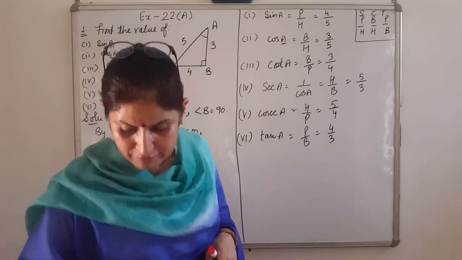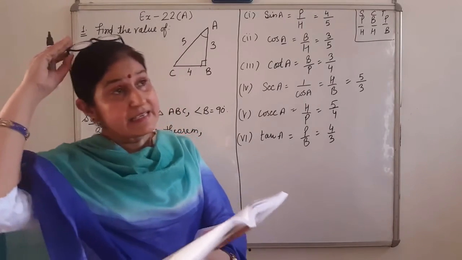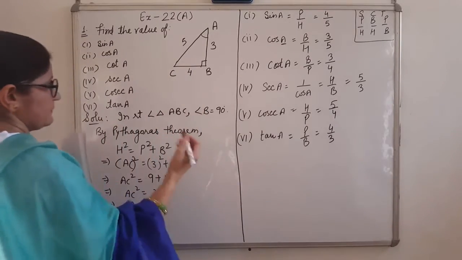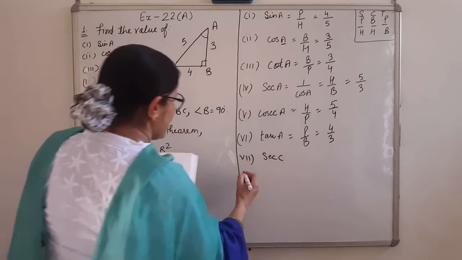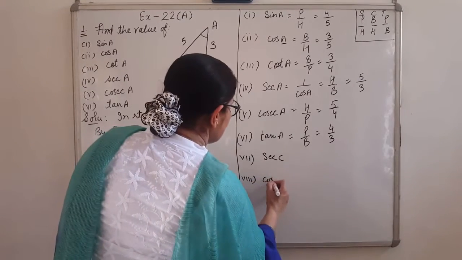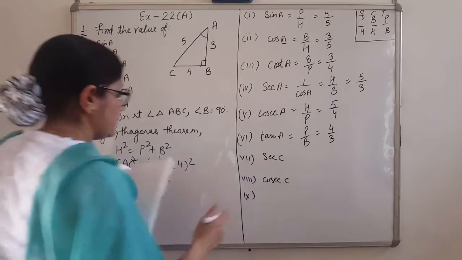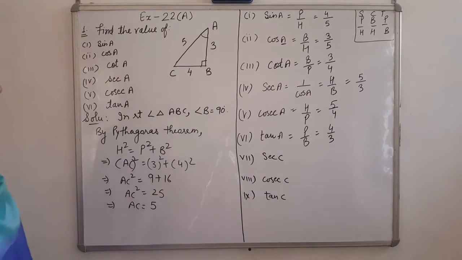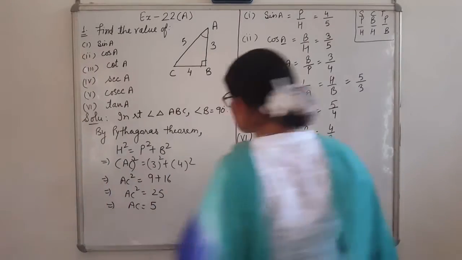That is, if you find the value of secant C. Now the angle is changed. If you find the value of secant C, just I give the next name, secant C. And next we have to find cosecant C. And next you have to find tangent C. Here I took all of them with A. Now I am doing with C.